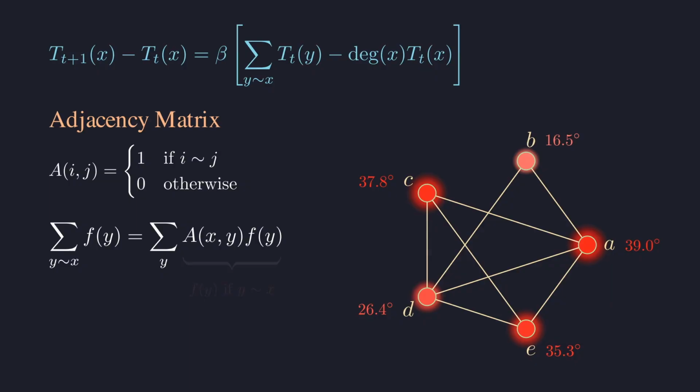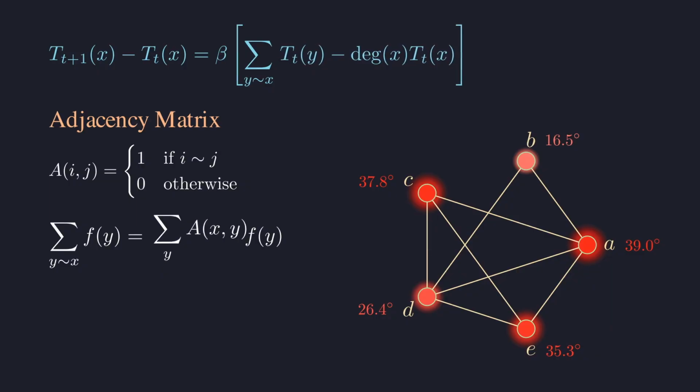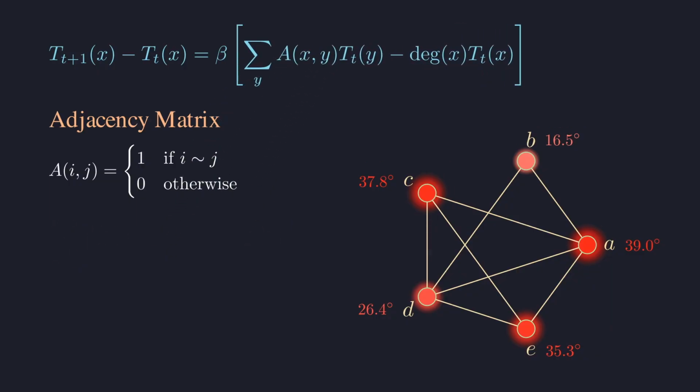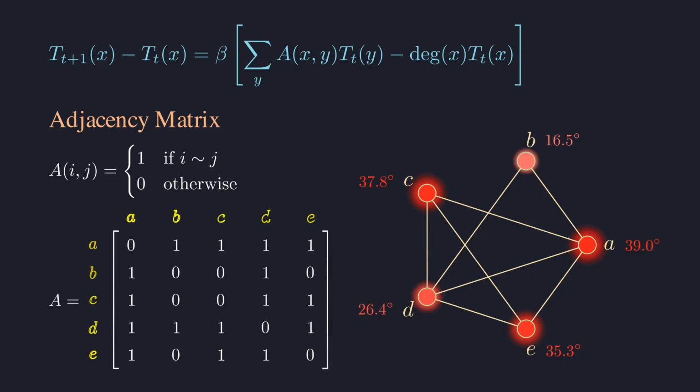The reason why we care is that a similar term appears in our heat equation, where we are summing the temperatures of all y's which are adjacent to x. So we use the adjacency matrix to simplify the equation. This is the adjacency matrix for our graph.